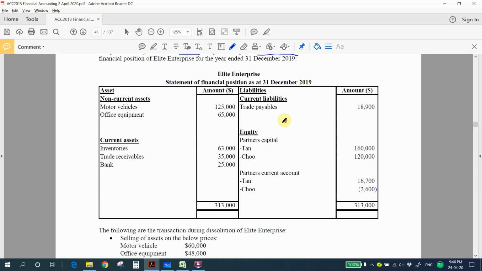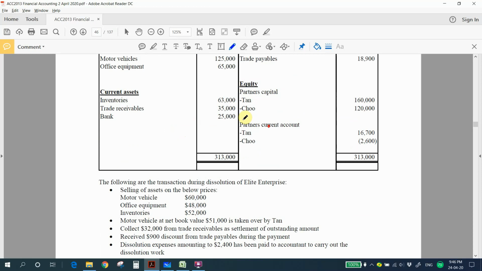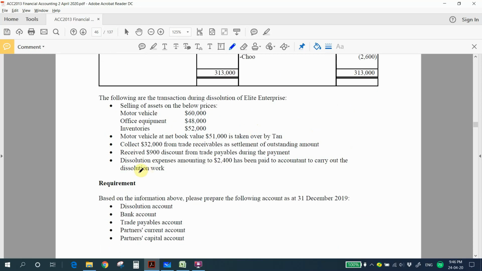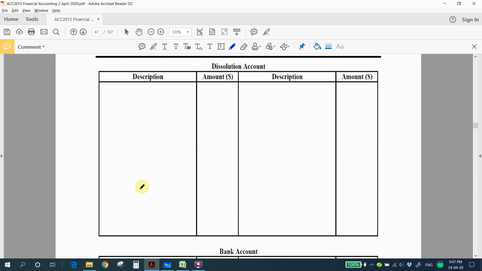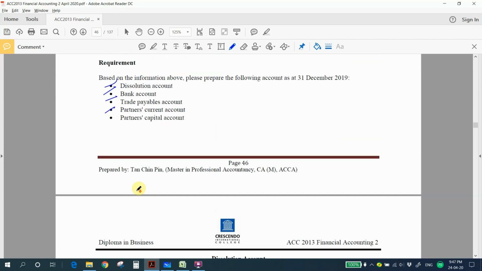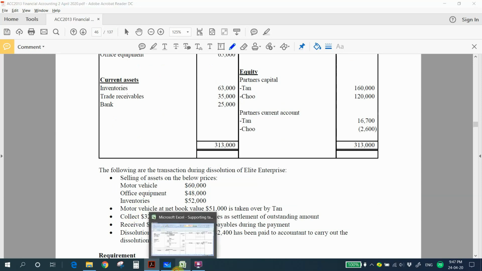So this is the financial statement for Eli Enterprise at the day of dissolution, and there is some information on the dissolution. Requirement: based on the above information, please prepare the following accounts as at 31st December 2019: dissolution account, bank account, trade payables account, current account, and capital account. The accounts have been provided in the textbook, but for a better presentation, I use Excel to present the answer. So please take a look at the Excel.